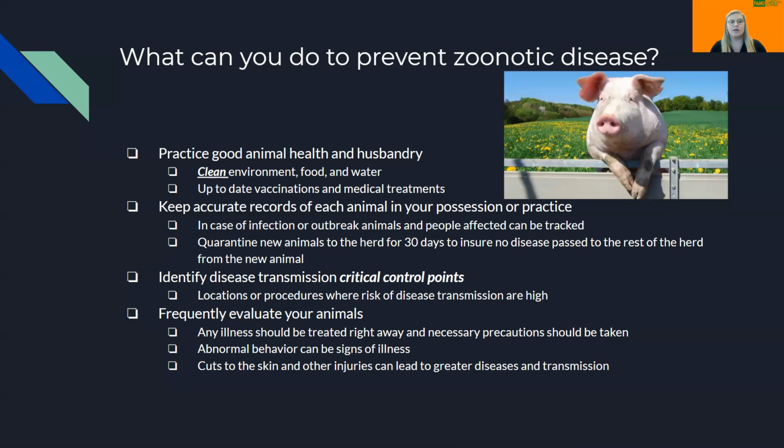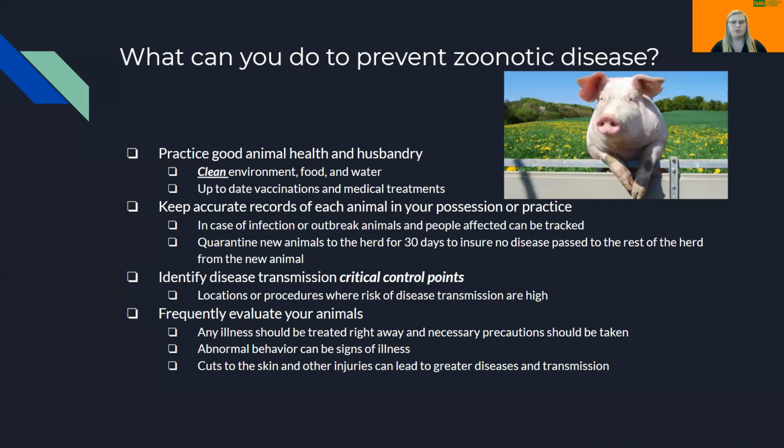And you can document, hey, I got this pig on this date. I did his 30-day quarantine. He got put with the rest of the group on this date. And that way, in case there's any issues, you can say, well, I did quarantine him. He didn't show any signs of illness. And that way we can kind of figure out what's going on.